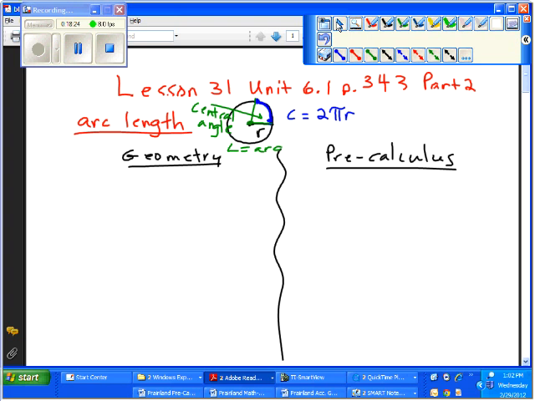Now, let's just say that we had a circle with a radius of 4, and we wanted to find the length of this arc, and that angle is 30 degrees. Now, from geometry, how would we find, let's just call this AB, how would we find the length of arc AB in geometry?